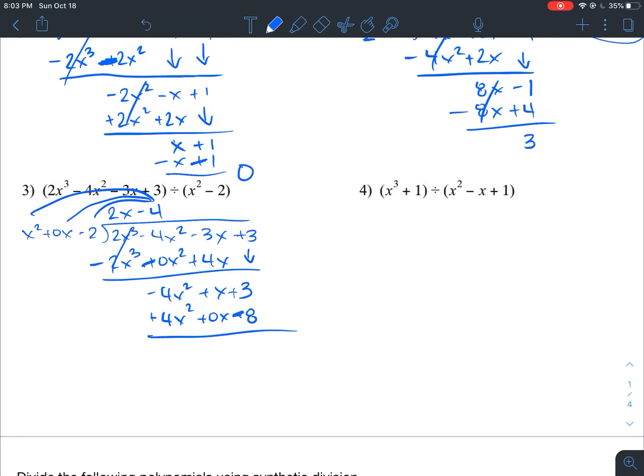Now change the sign of everything. So that's going to go away. Then we're going to be left with x. Negative 8 plus 3 is going to be x minus 5. And that should be our remainder, because there's nothing that we can multiply x squared by to get x. So our remainder is x minus 5.